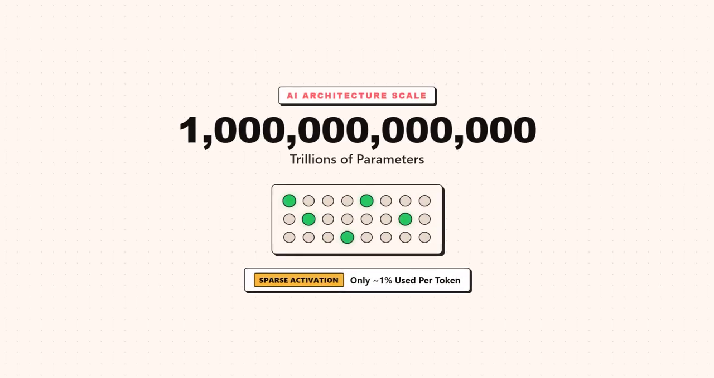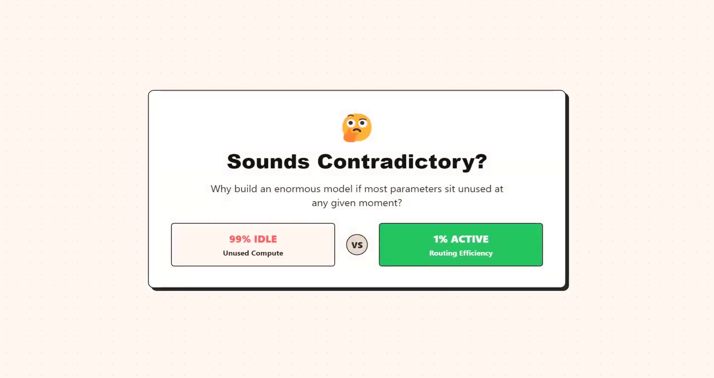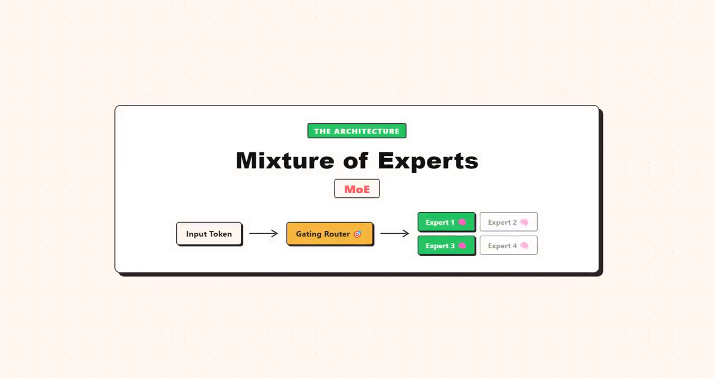A modern AI model can contain hundreds of billions or even trillions of parameters, while using only a small fraction of them to generate each word. At first, that sounds contradictory. Why build a model with an enormous number of parameters if most of them are sitting unused at any given moment? The answer is an architecture called Mixture of Experts, usually shortened to MoE.